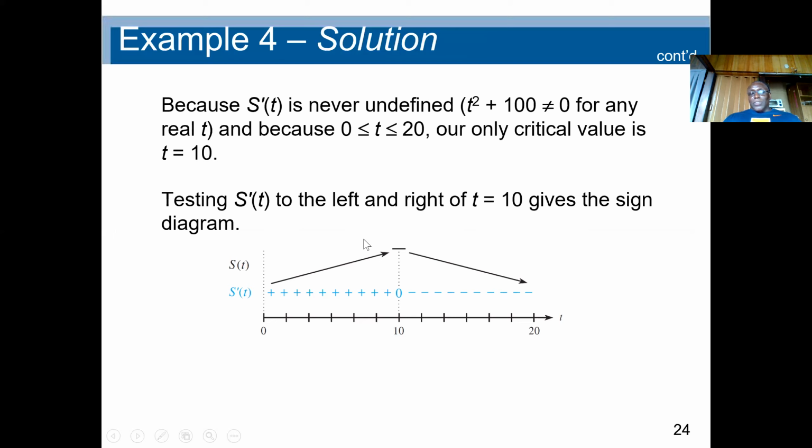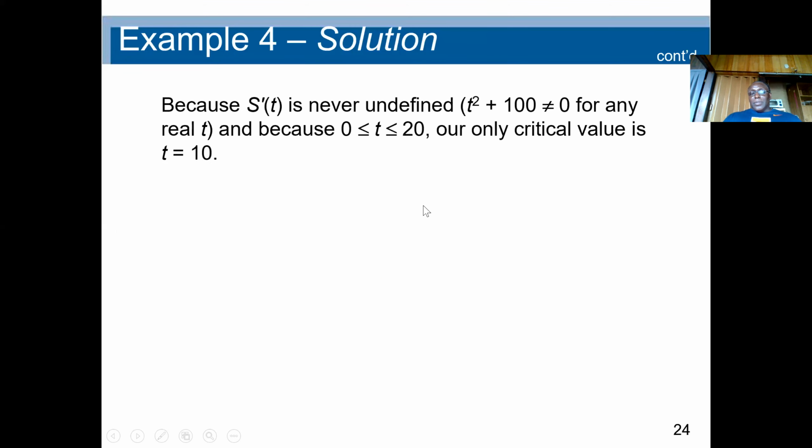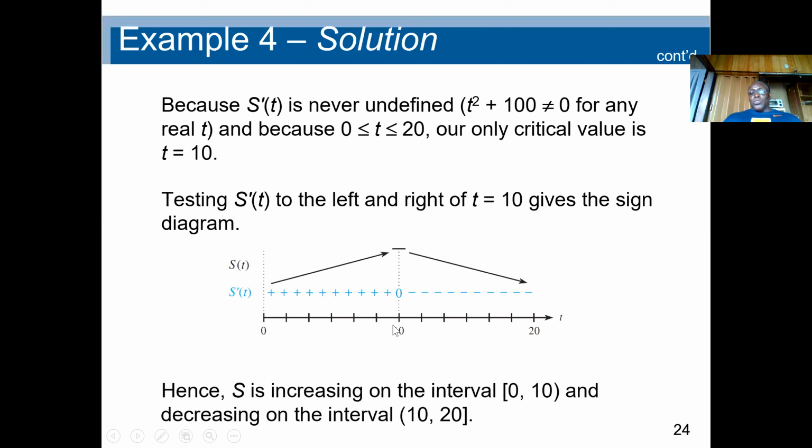10 equal to 0 gives the following sign. So when I plug this 10 into the first derivative, s prime of t, which is, again, let's go back one more time, this is my equation. I plug the value in, the testing value, and this is the sign it gave me, positive and also negative. So this means we have increasing between 0 to 10 and decreasing from 10 to 20.